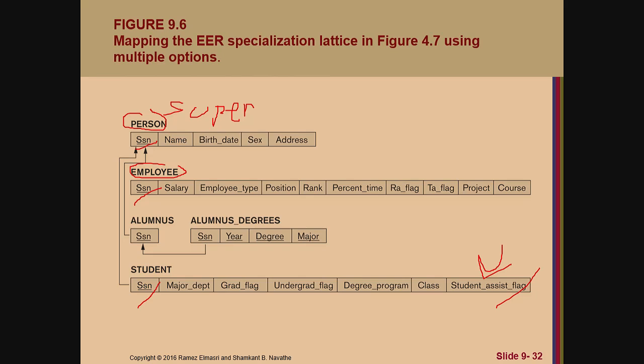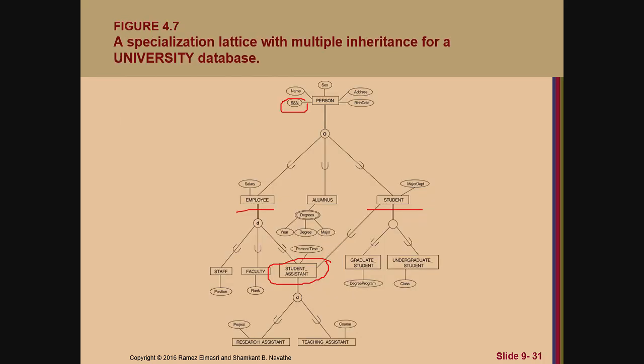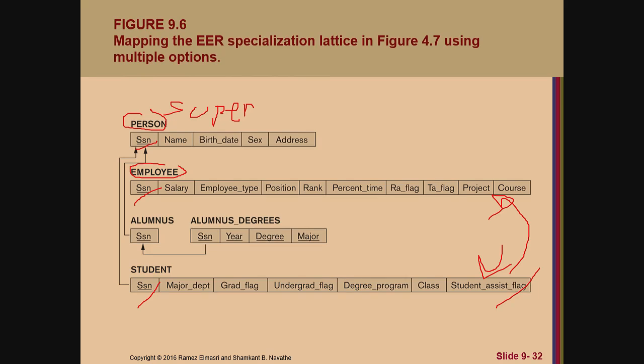Okay. If you know the student is a student assistant, you can search for their salary using his SSN in the table employee. Right. Okay. Now we can have the information of the student assistant.